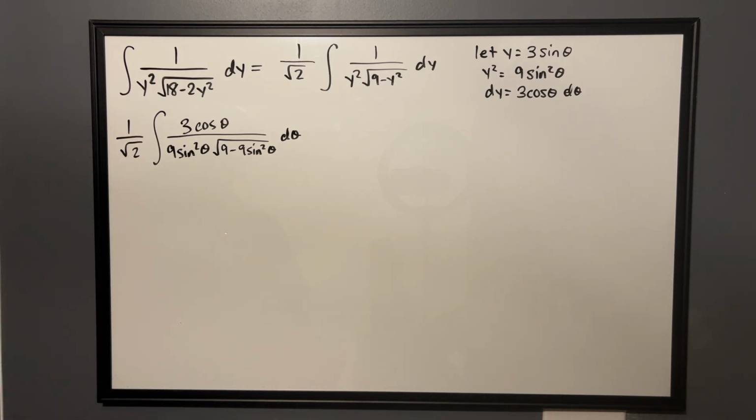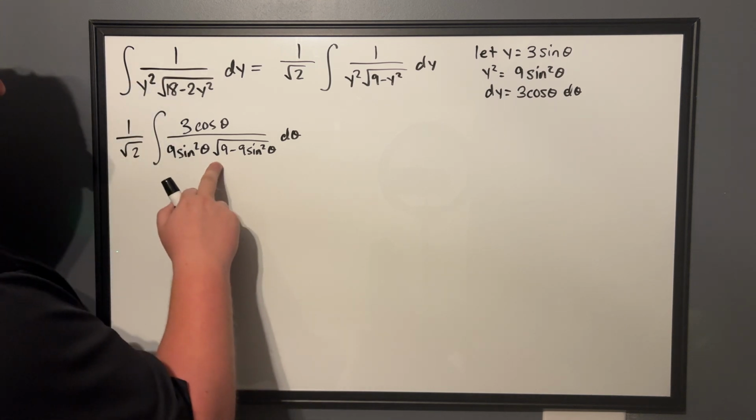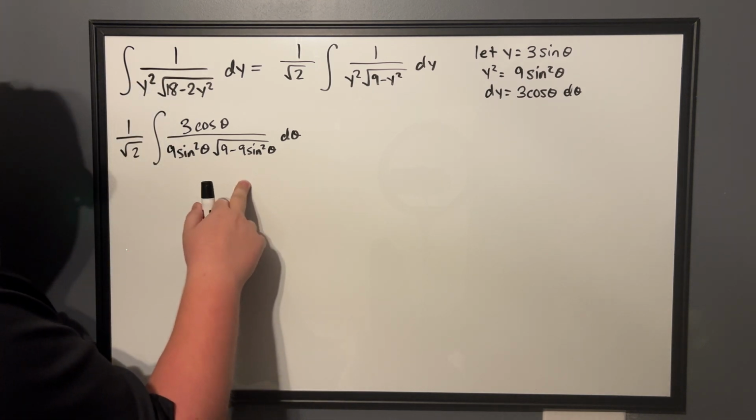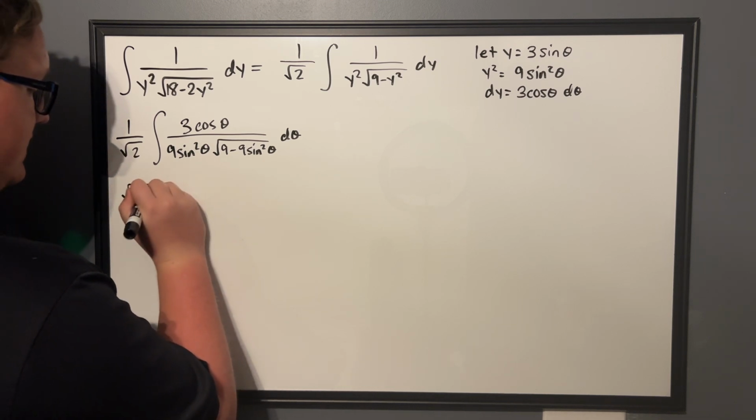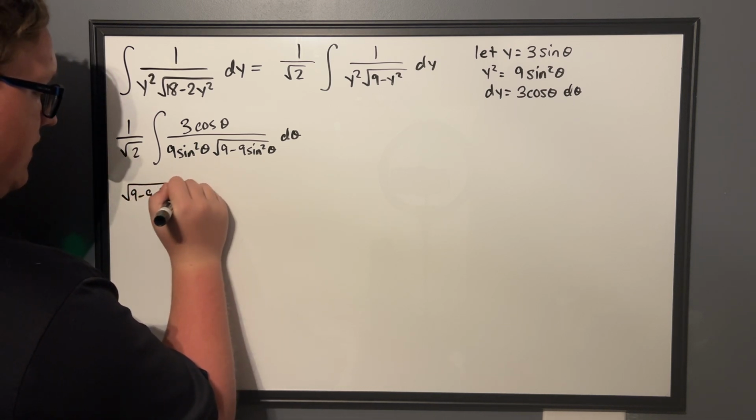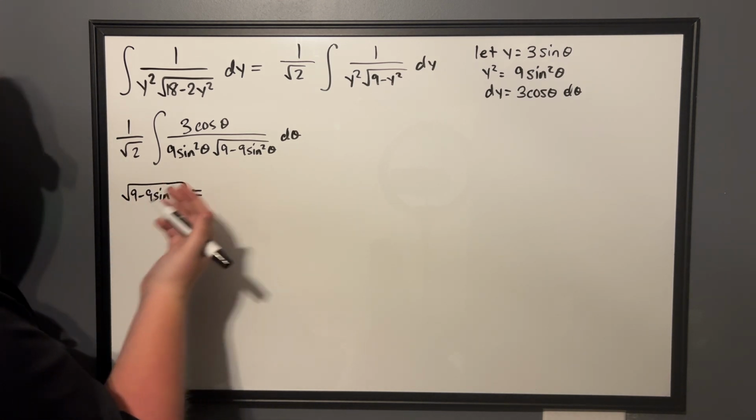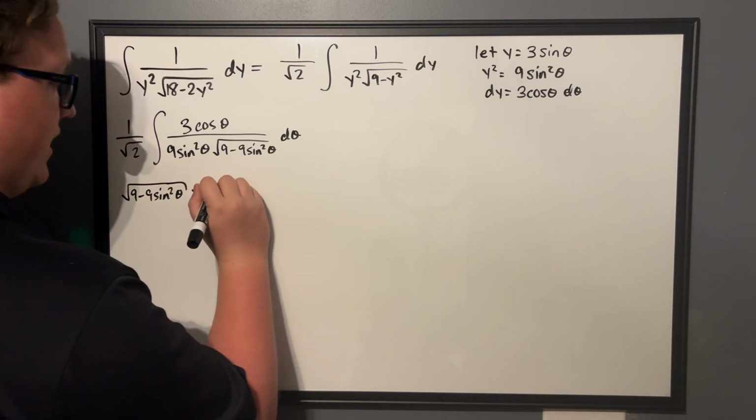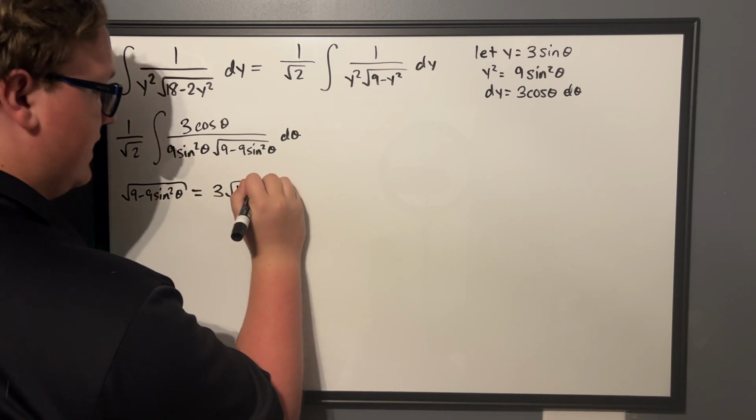So now we can evaluate this in terms of theta, and it's going to be pretty easy once we simplify this. The first thing we're going to do is figure out how we can simplify this square root. I'm going to write this down here. The square root of 9 minus 9 sine squared theta is the same thing as factoring the 9, right? And when we factor a 9 from under the square root, it just becomes a 3. So we have 3 times the square root of 1 minus sine squared theta.